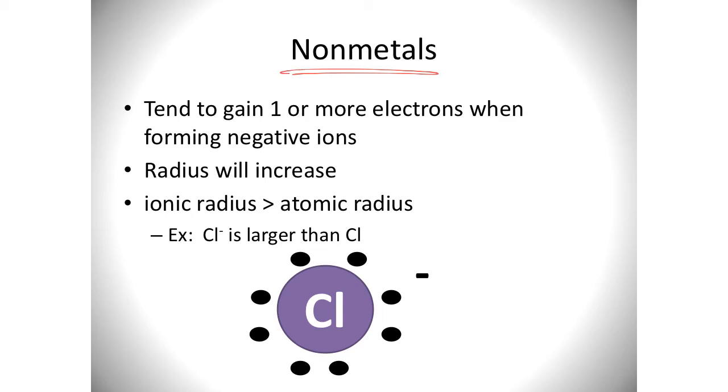So our nonmetals tend to gain electrons to form negative ions, so their radius will increase. So nonmetals, since they gain electrons, their ions will have a larger ionic radius than the atom that they came from.